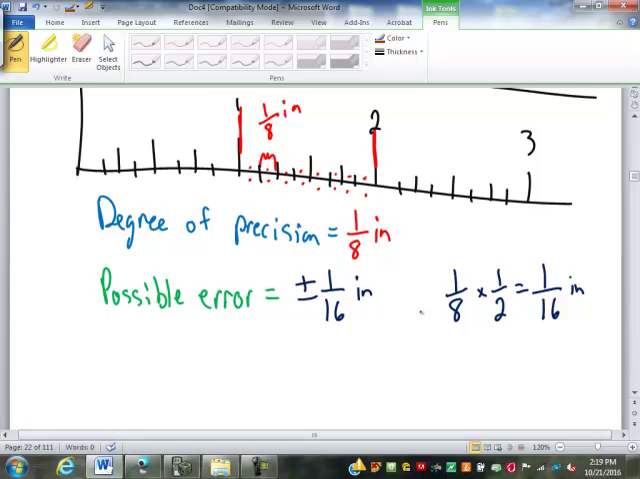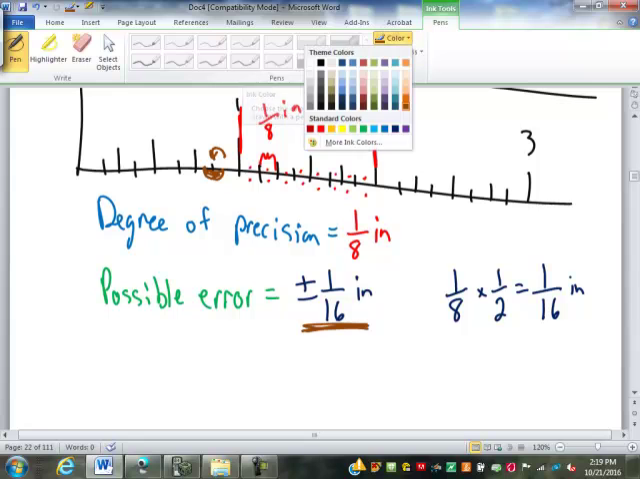Okay, so what that's saying is anything on this ruler that we measure has an implied error of a 1/16 of an inch. It could be a 1/16 of an inch smaller or larger than what we're reporting in its measurement. Because anything between here and here is going to get reported as 7/8 of an inch. It's going to go to that marking right there.